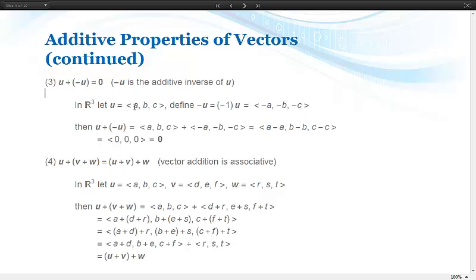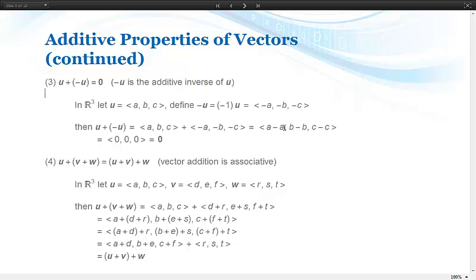If u has coordinates a, b, and c, I define the negative of a vector as minus 1 times the vector. So negative u has components negative a, negative b, and negative c. Then if I add u and negative u, I'm adding the vector with coordinates a, b, c to the vector with coordinates minus a, minus b, minus c. And by the rule for vector addition, that's a plus negative a, or a minus a, comma b plus negative b, or b minus b, and then c plus negative c, that's c minus c.